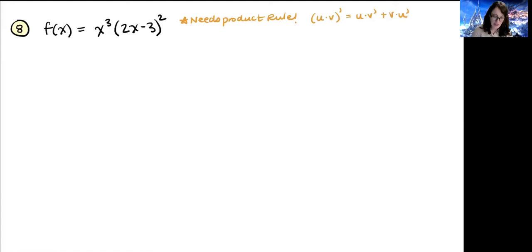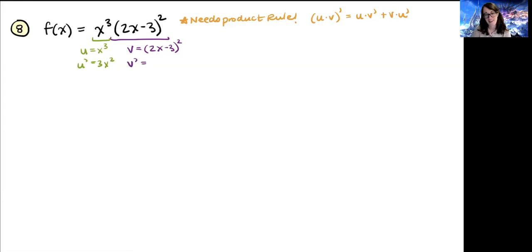So let's parse out what u and v are. So let's see. We've got, let's call this u. And let's call this one v. Okay, now we need to find the derivative of each of these pieces to use the product rule. Okay, so u prime, that's 3x squared. Now v prime, and here's where we need the chain rule.